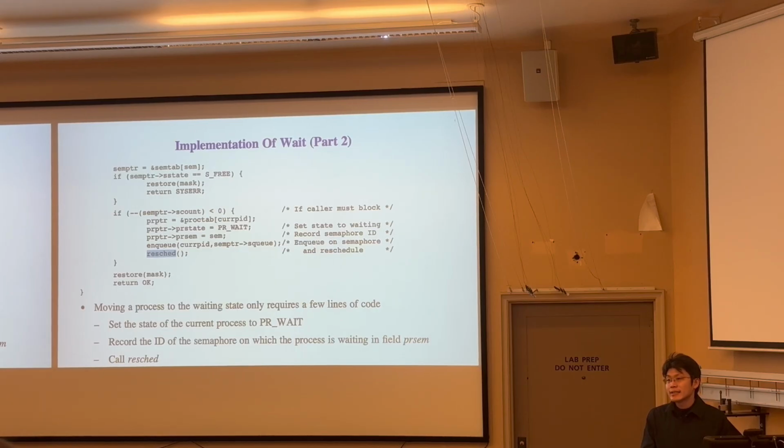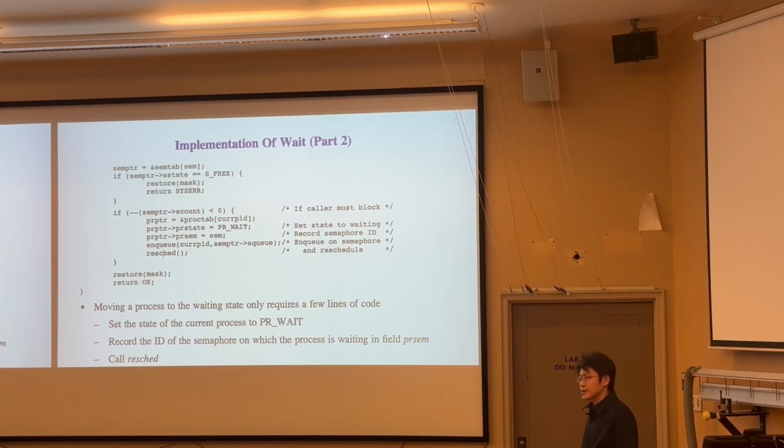When is this process going to be switched in? There will be another process that was using the semaphore and calls signal. When they call signal, that process releases this semaphore, and it also signals the processes that are blocked on the semaphore. And if this current process happens to be the first one in the semaphore queue, it will schedule it back. It will switch back to this current process.